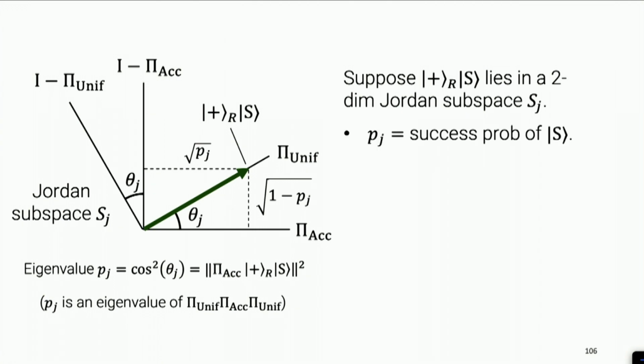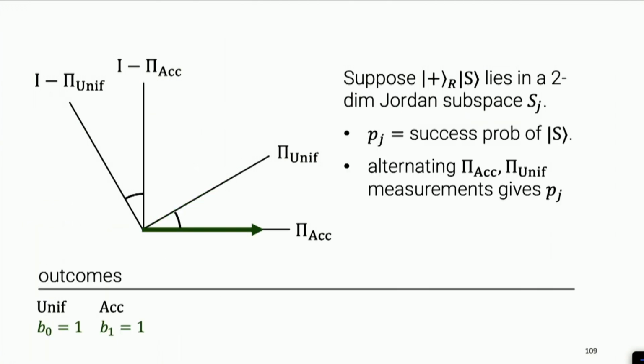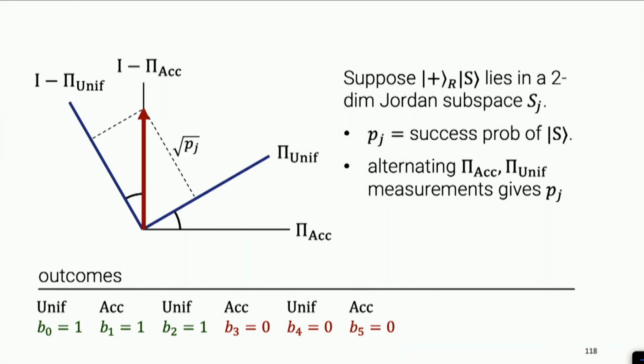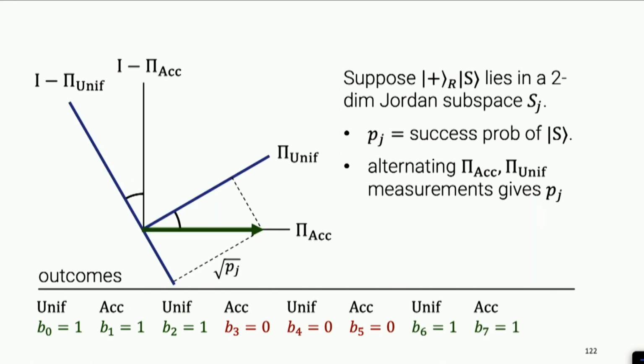And if you just watch how this state jumps around as I alternate these measurements, every time I do a measurement, with pj probability, the next measurement will give the same outcome as the previous one. I have pj probability, let's say, going from a rejecting pi unif measurement to a rejecting pi accept measurement. And so every single time, it's like an independent coin flip happens. With pj probability, I stay at the same outcome as before, and with 1 minus pj probability, I flip to the different outcome.